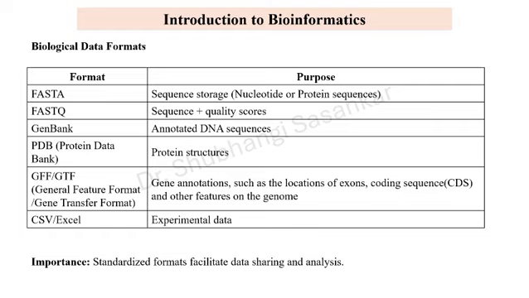The next one is FASTQ. The FASTQ data format is used to store sequencing data along with their quality scores. The next data format is GenBank. GenBank contains annotated DNA sequences. The next format is PDB, that is the Protein Data Bank. This is used to store three-dimensional protein structures.